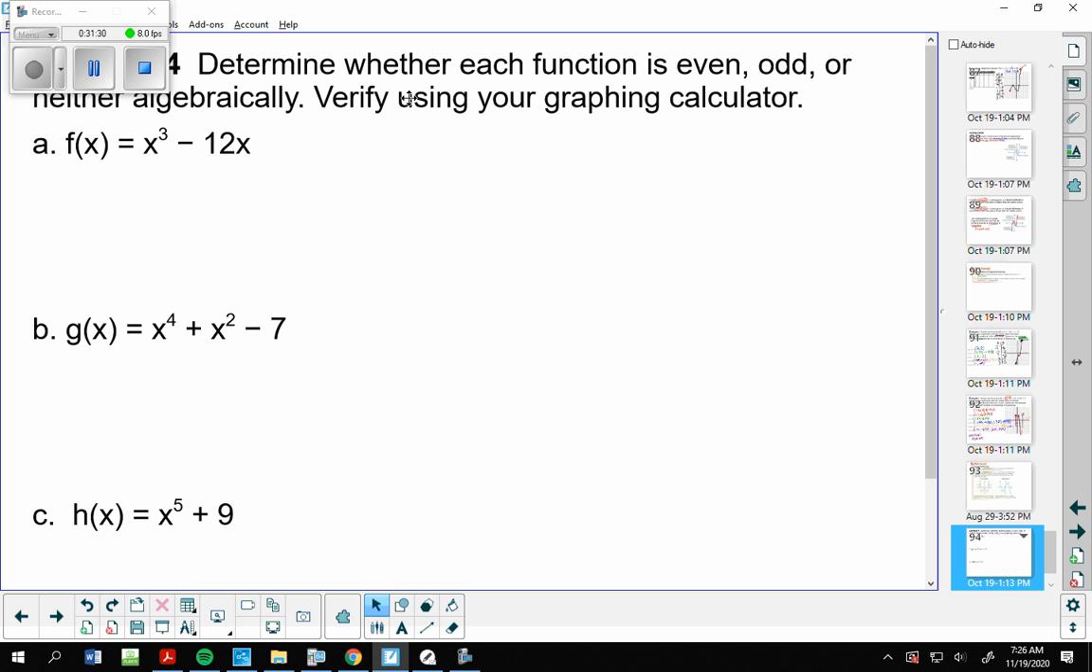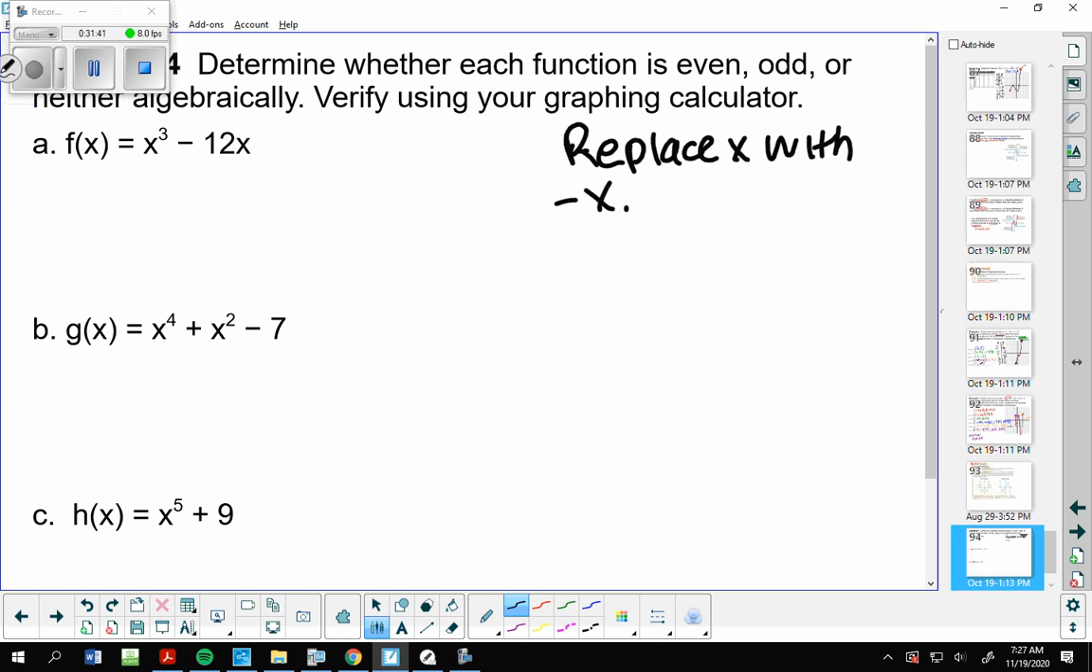So what we're going to do is replace x with negative x. If all of the signs are opposites, then your function is going to be odd. If all of your signs are the same, then your function is going to be even. If it's neither of those, then it's neither even nor odd. So I'll show you what I mean by that.